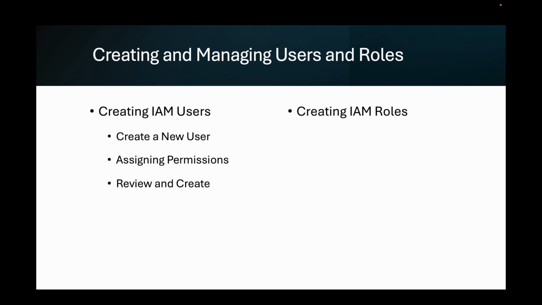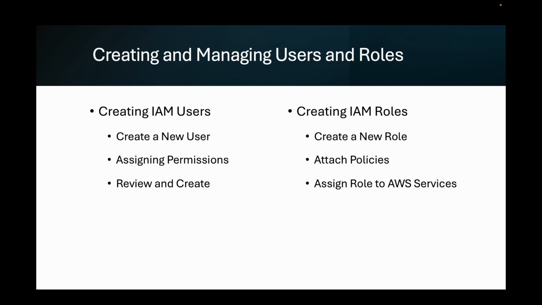Also, we'll be creating IAM roles, where you go to IAM, then Roles, and create a new role. You choose the AWS service that will assume the role. For example, if EC2 needs access to S3, select EC2 as the trusted entity. Then we are going to attach the policies, where you'll attach policies to define the permissions this role will have. For example, grant the role access to an S3 bucket. And then we will assign the role to the AWS services. After creating the role, assign it to your EC2 instance or Lambda function.